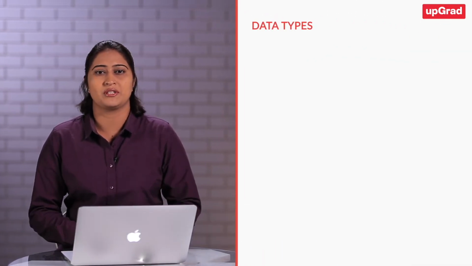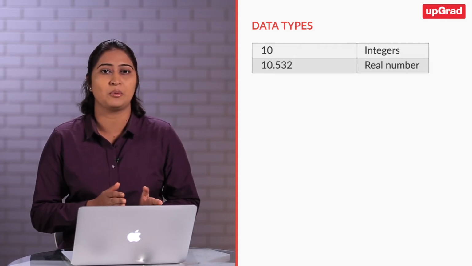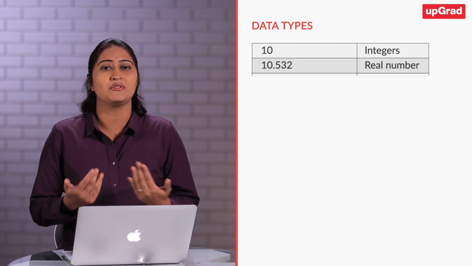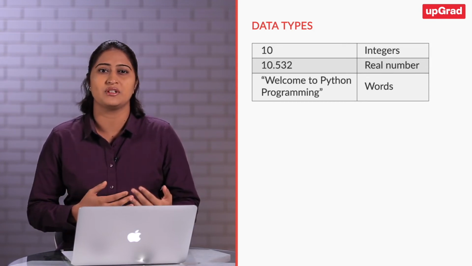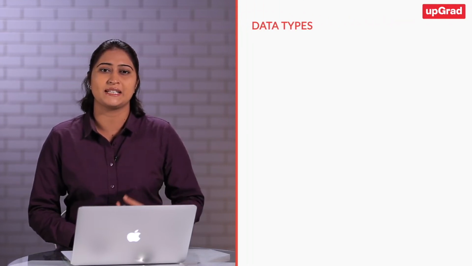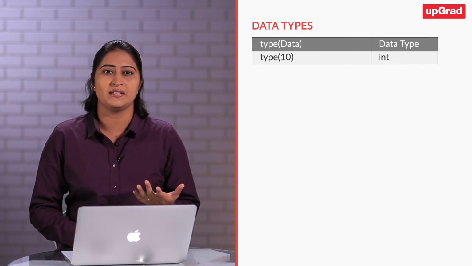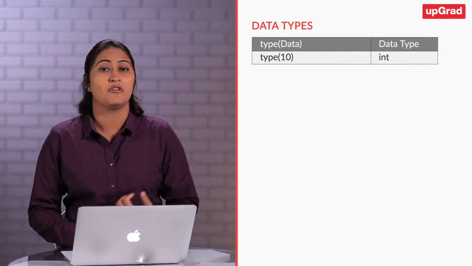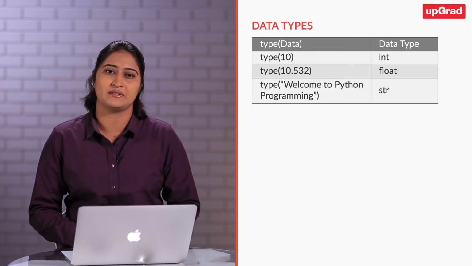A type is how Python represents different types of data. Look at the table shown on your screen. They can be integers like 10, real numbers like 10.532. They can even be words or text elements. Integers, real numbers, and words can be expressed as different data types. We can see the actual data type in Python by using the type command. We can have int, which stands for an integer. Float stands for real numbers. The type string is a sequence of characters.